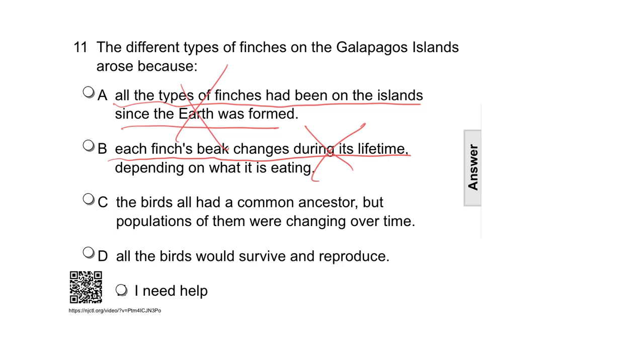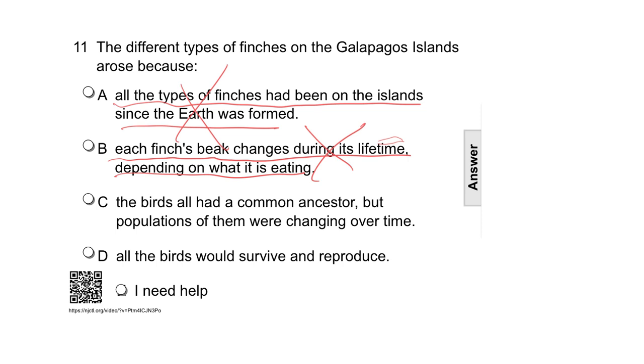No. Those changes in the beak, those adaptations, occurred because of mutations, random events, and they didn't show up in its lifetime. It showed up in their offspring. And again, what it was eating didn't change their beak. It was a random mutation in the gene, so that you had this allele that formed a different shape, a stronger beak.